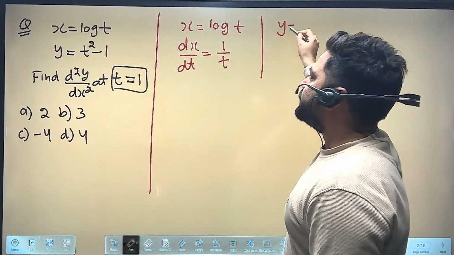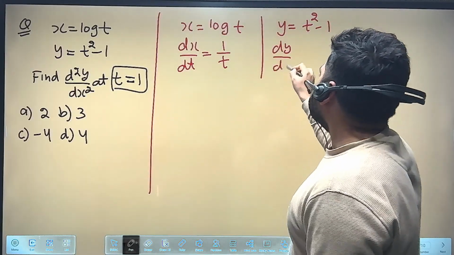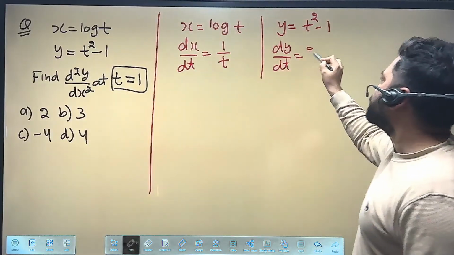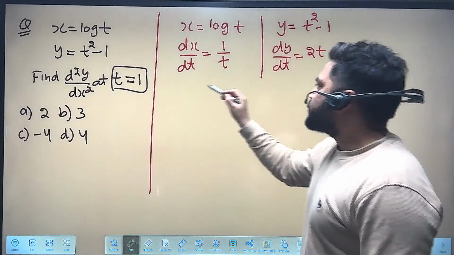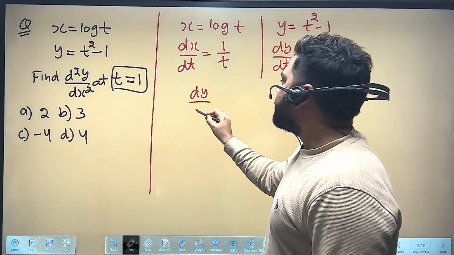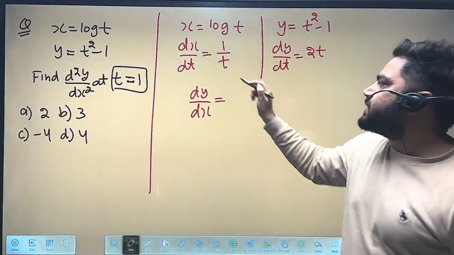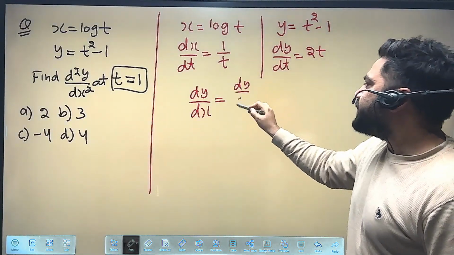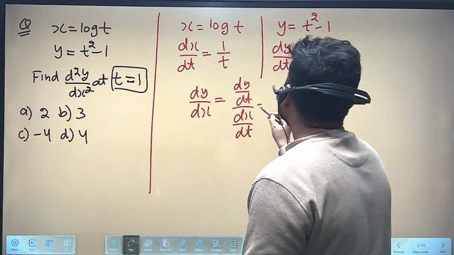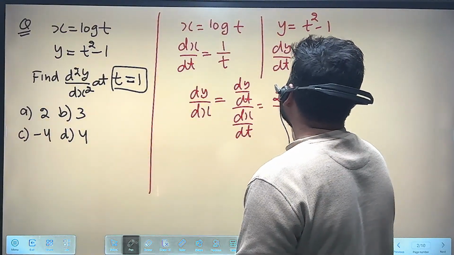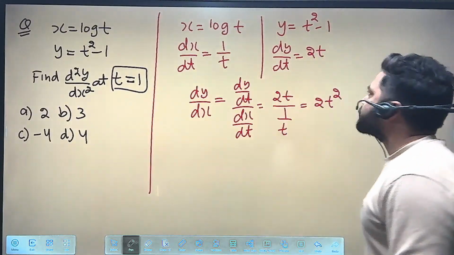Similarly, what is y? y is t square minus 1. So we will find from here dy by dt. So dy by dt is 2t. To find dy by dx, what will we do? We will divide this dy by dt by dx by dt, and you will get 2t upon 1 by t. So it is 2t square. Fine.